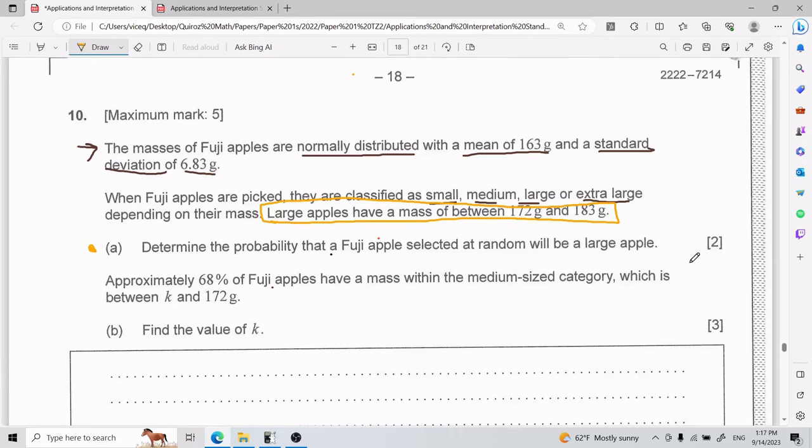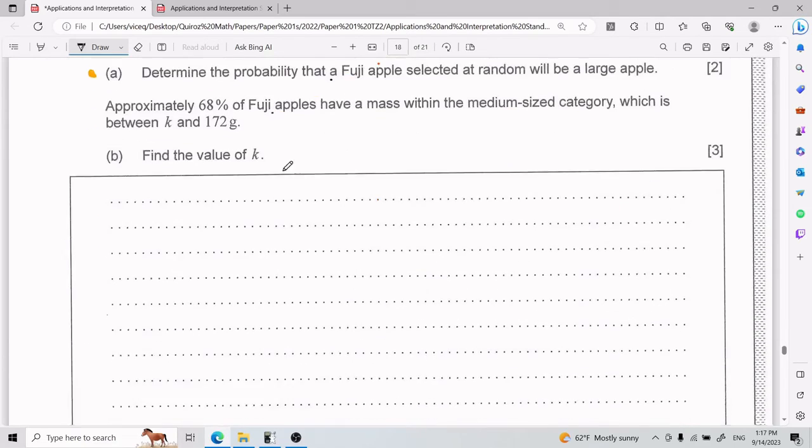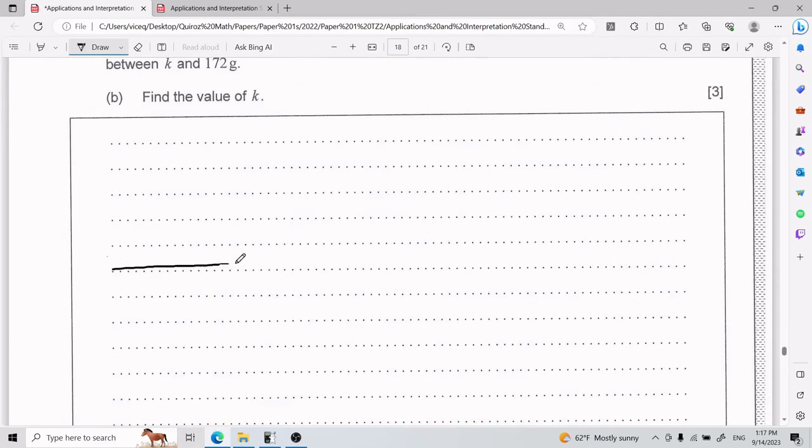For part A, we have to determine the probability that a Fuji apple selected at random will be a large apple. So, first things first, see, what is a normal distribution? What is going on? So, a normal distribution, as it says here, when it's normally distributed, looks something like this, okay?